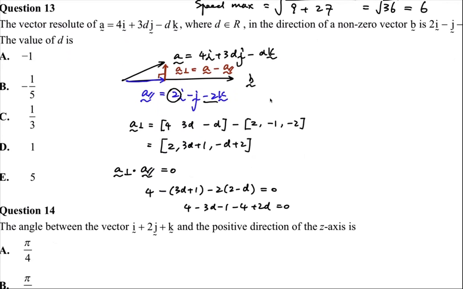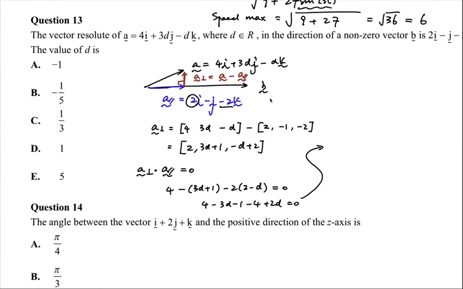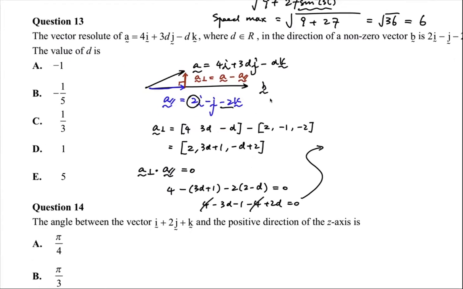And let's tidy this up a little bit. We should have, okay, 4 minus 4 canceled. Now I should have minus 3d plus 2d, that's minus d. Minus 1 equals 0. Therefore, d equals minus 1. See, sometimes it's just more conceptual rather than computational, okay?